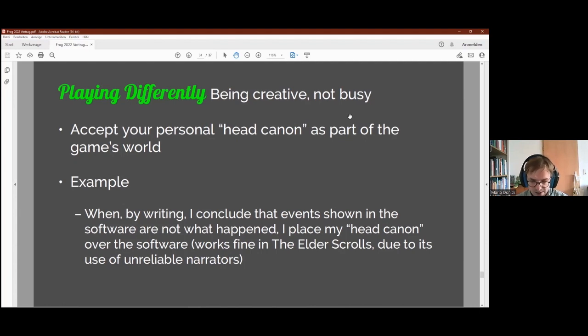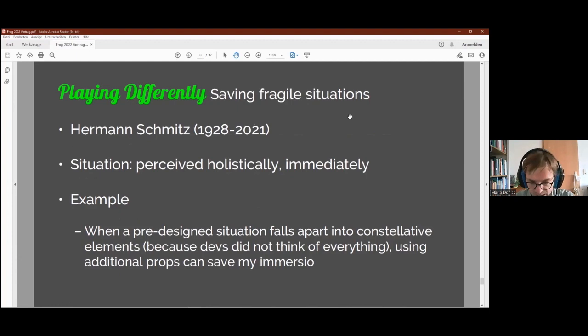So instead of suspending my disbelief in the game world, I intentionally disbelieve what is shown by the software about the game world. The software is just a small window, never showing the complete picture. The whole story happens in my head. This approach to play fits especially well with the Elder Scrolls series, because this game series makes good use of unreliable narrators anyway. Now I come to the last part.